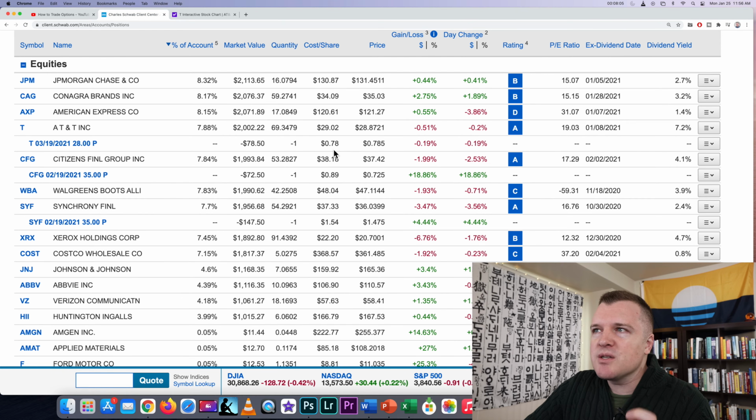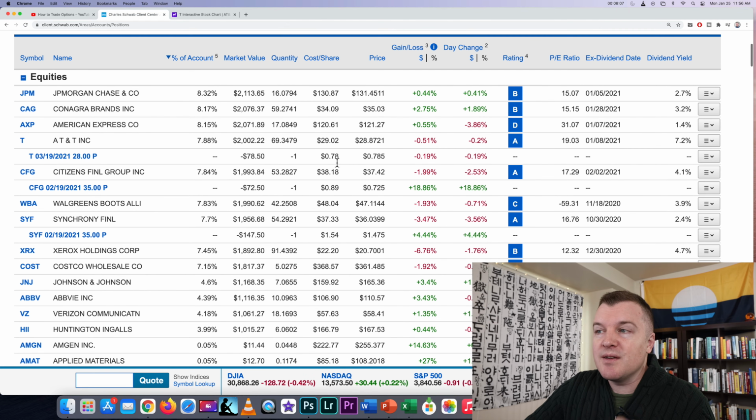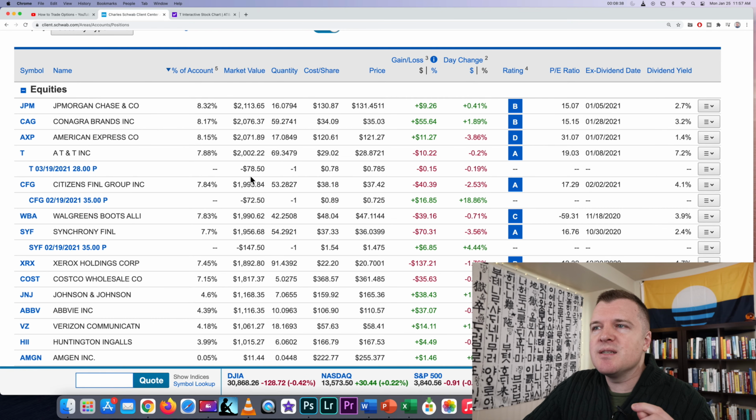Now my cost per share is 78 cents. That's what I did with the limit order. And the price, 0.785. Immediately after selling the contract, for gain/loss you're going to see a negative, and that's because the contract costs 65 cents. It's a very small number. So the market value of this contract is $78.50. My cost, how much I was paid, is $78.